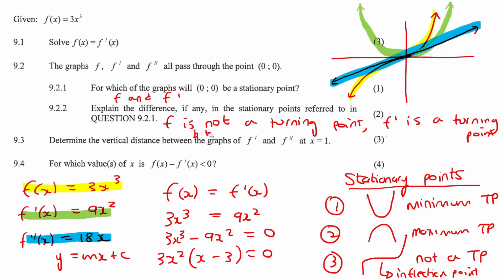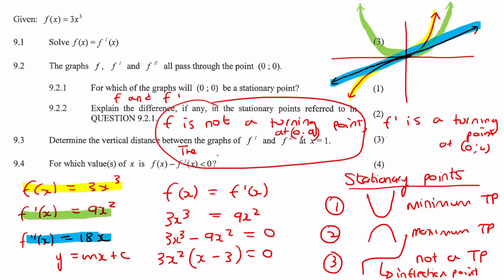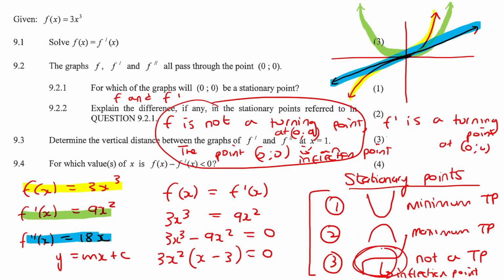We should actually add the coordinates at 0, 0, and then f has a turning point at 0, 0. For this one, we could say the point 0, 0 is an inflection point. I'm not saying that it's only an inflection point when you have this. You can get other types of inflection points, but in these 3 categories, whenever you end up with category 3, then that place where it's stationary is an inflection point.